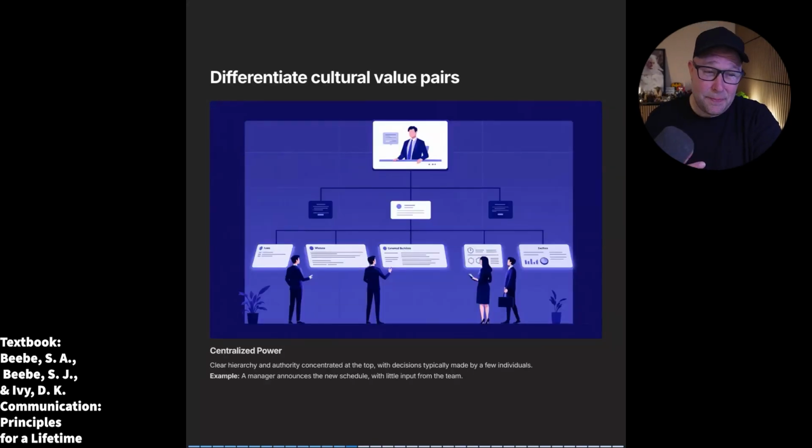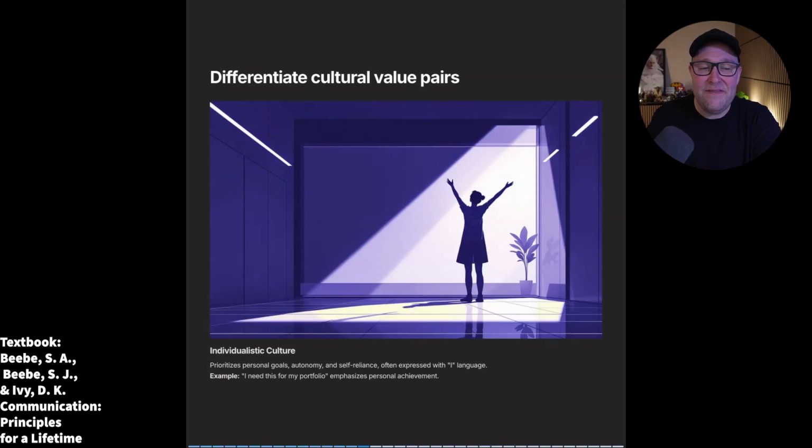In centralized power, there's a clear hierarchy and authority concentrated at the top, with decisions typically made by a few individuals. For example, a manager announces the new schedule with little input from the team. An individualistic culture prioritizes personal goals, autonomy, self-reliance, often expressed with I language. For example, I need this for my portfolio emphasizes personal achievement.